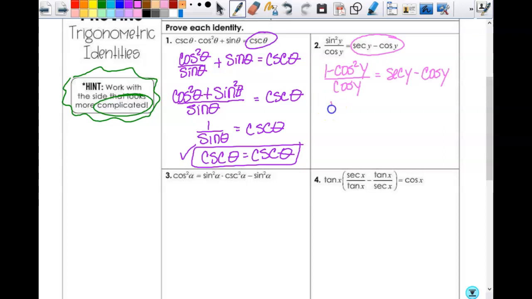I can make this into 1 over cosine y minus cosine squared y over cosine y equals secant y minus cosine y. No, because you're splitting. That is me splitting the fraction. You got to split the fraction, and then you got to do it. Yeah, you can't skip steps when you're proving. There's little tiny things you can skip, but you can't skip steps like that.